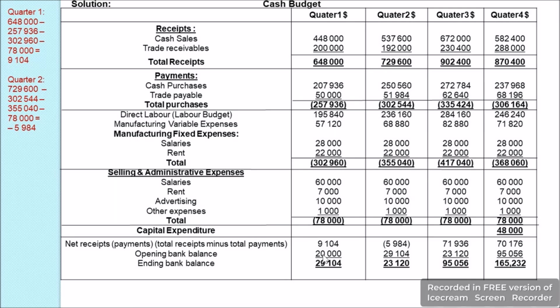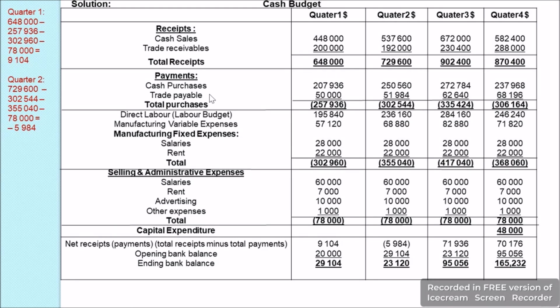Then to this we add the opening bank balance, which was given as $20,000. We get the closing or the ending bank balance as $29,104. This is the closing bank balance for the first quarter, and this will be the opening bank balance for the second quarter.